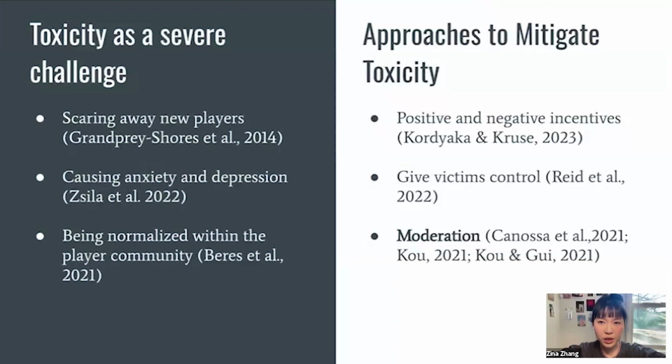Researchers have explored many strategies to manage toxicity and its impact. For example, games can use both positive and negative incentives to foster pro-social behaviors and discourage toxic ones. Victims can be empowered to better cope with toxicity. And last but not least, online games use moderation to catch and punish toxic players. A typical moderation approach works in this way. First, a toxic player is flagged either automatically or by other players. Second, the moderation system determines whether to punish toxic players and issue a penalty proportional to the severity of toxicity.